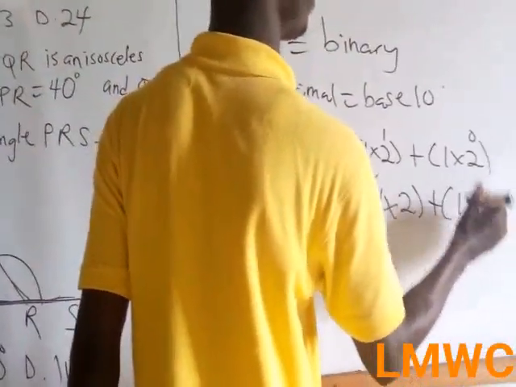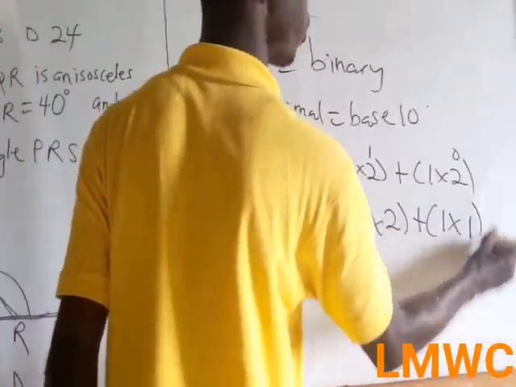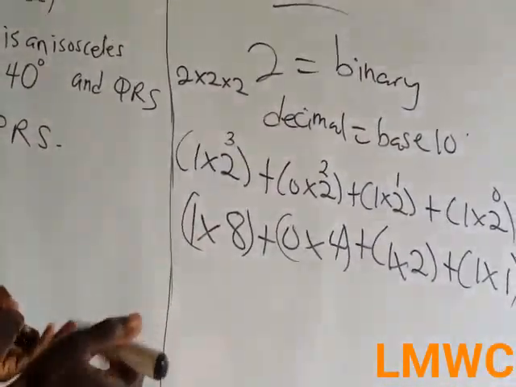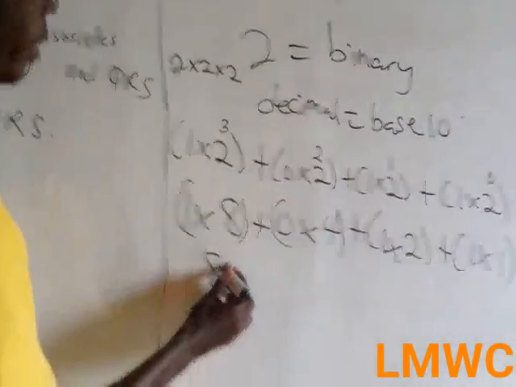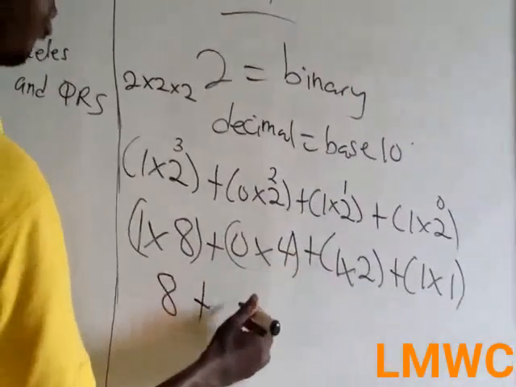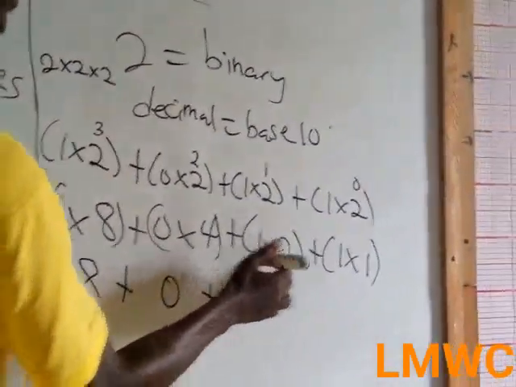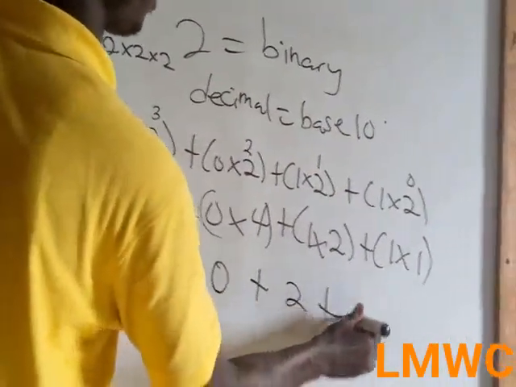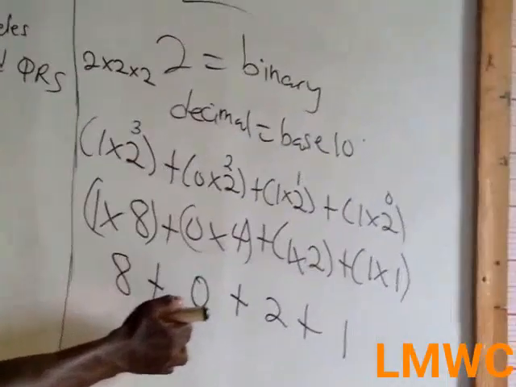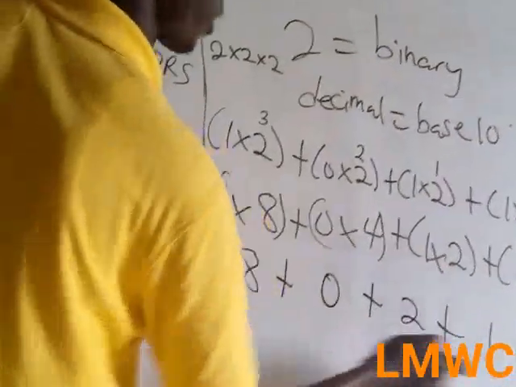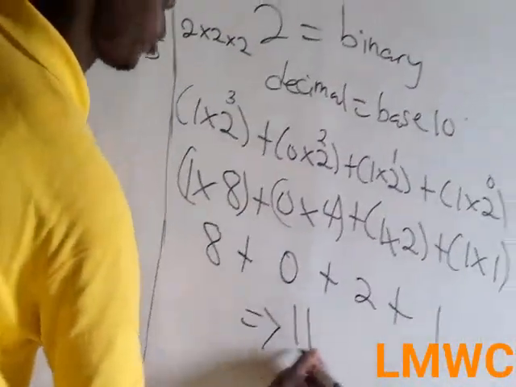Plus 1 times any number raised to the power 0 is 1. Let's take note: any number raised to the power 0 is 1. So 1 times 8 is 8. Plus 0 times 4, 0. Plus 1 times 2, we have 2. Plus 1 times 1 is 1. So 8 plus 0 is 8. Plus 2, 10. Plus 1 is what? 11. So our answer is 11.